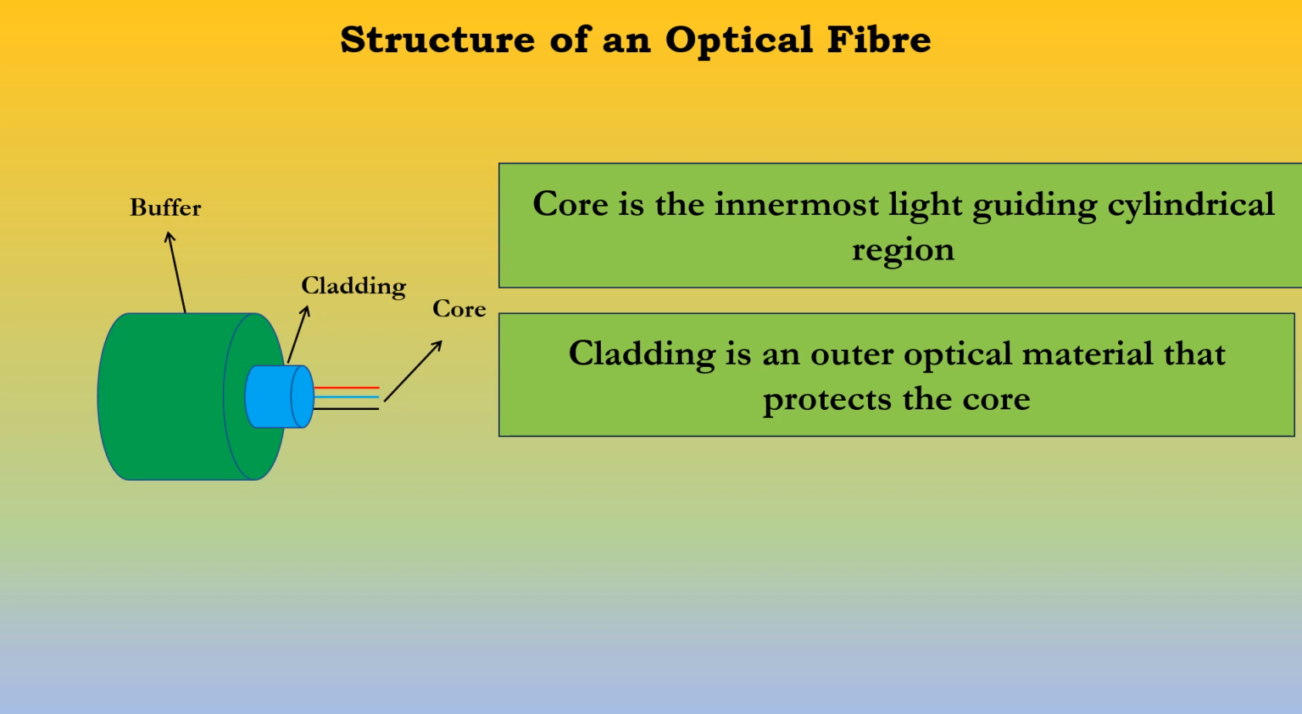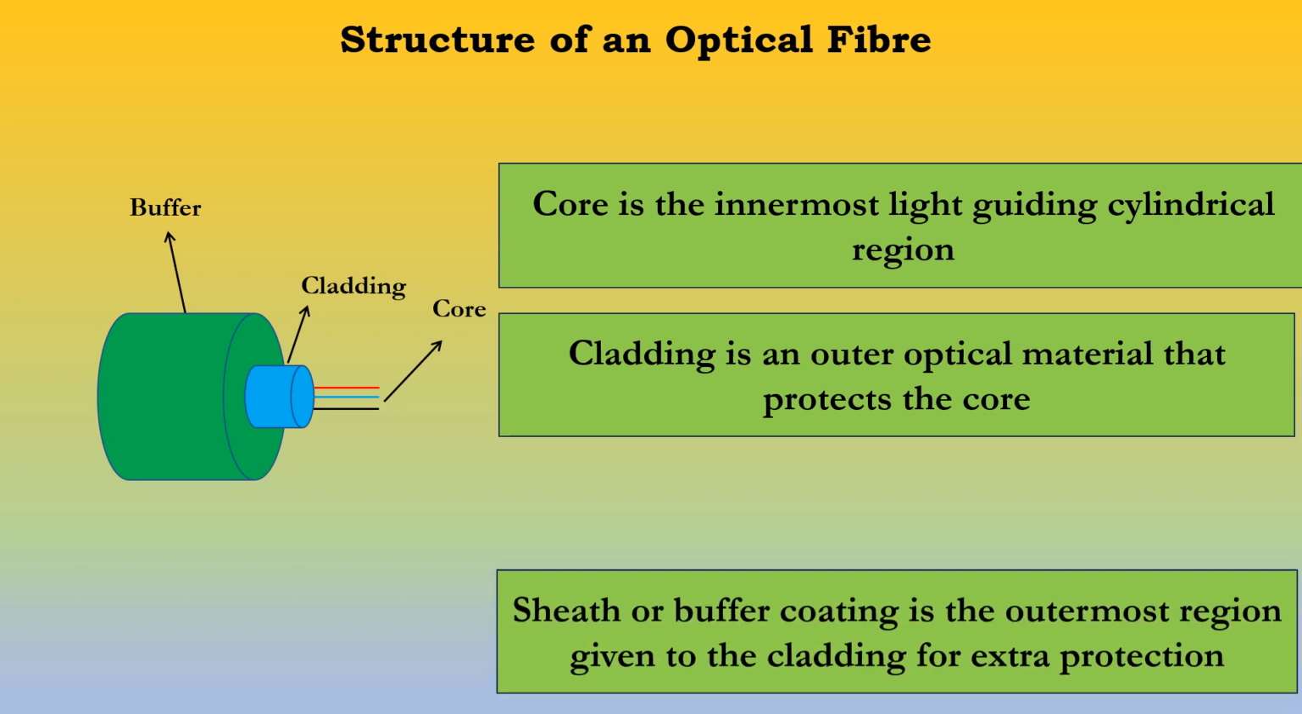Light launched into the core and striking the core to cladding interface at an angle greater than the critical angle will be reflected back into the core. Since the angle of incidence and reflection are equal, the light will continue to rebound and propagate through the fiber.